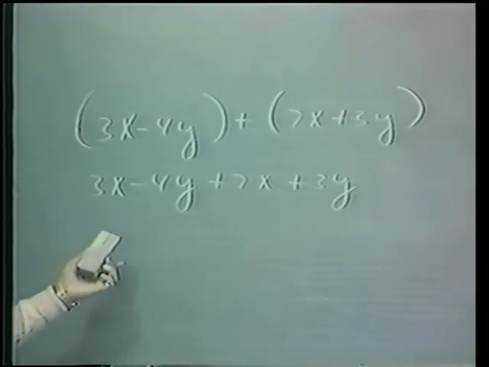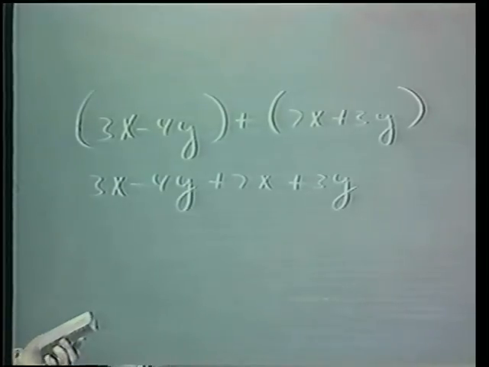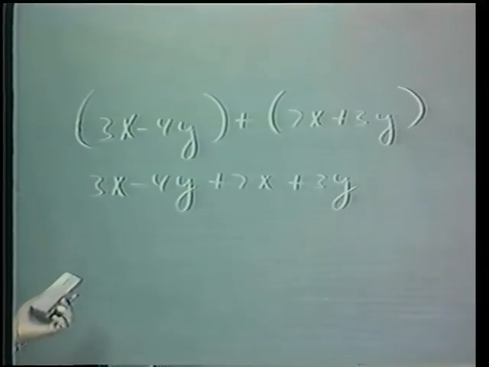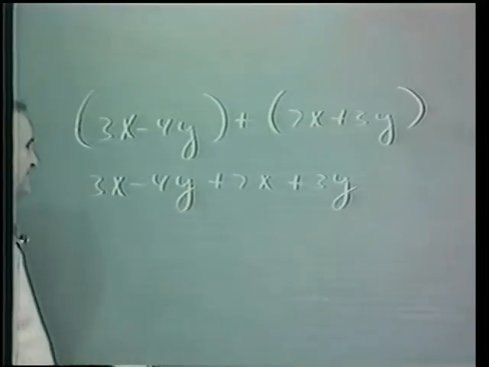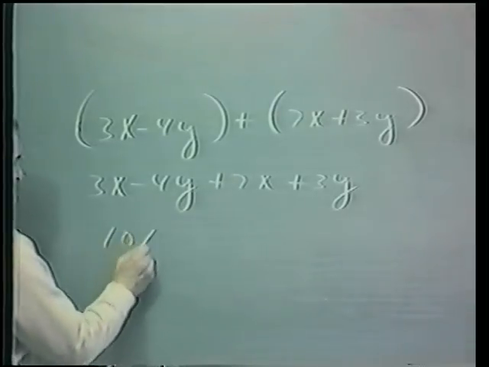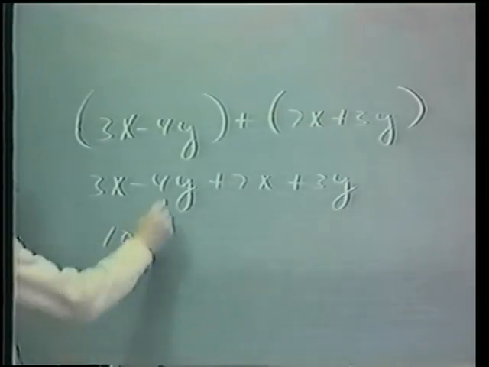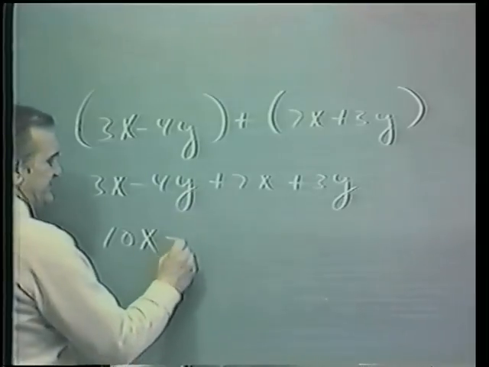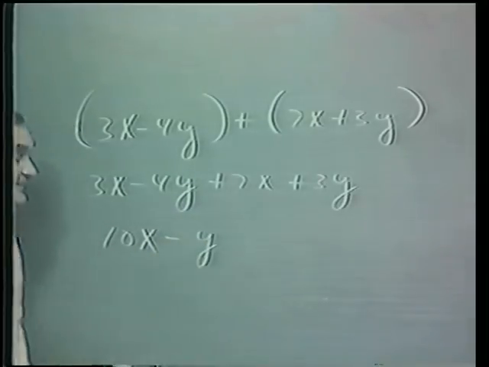So there we have removed parentheses. Now we're back in the ballgame. We know how to handle this. We're going to combine like terms. Those terms that have the same label, we can add. We have an x: 7 plus 3 is 10. We have a y: a negative 4 and a positive 3 is a negative 1y, or negative y, and there is the answer.